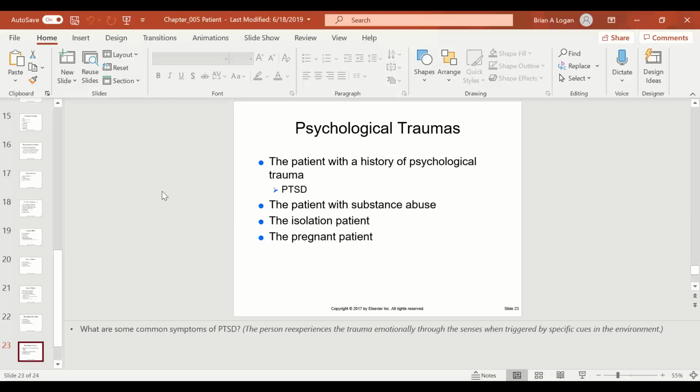Now they're coming back for surgery again, and it doesn't have to be surgery on the same thing. It could be something else. The first time they came in, they had abdominal surgery. Now they're coming in for a carpal tunnel. They're still going to have those same feelings and think about things that happened before. You can also be dealing with patients that come in with substance abuse issues.